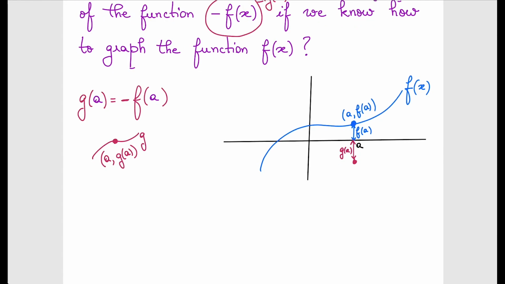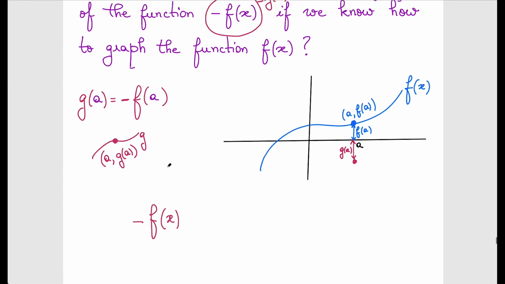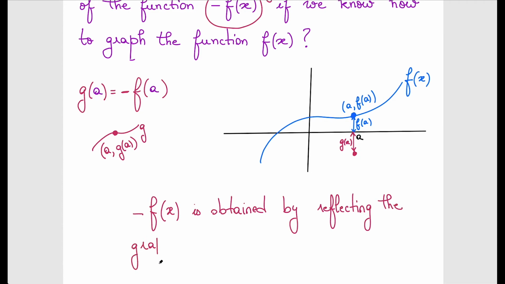So let me summarize it for you. Negative f of x, because I'm just trying to answer the question. The question didn't have g. I introduced g. It's negative f of x. So negative f of x is obtained by reflecting the graph of f of x in the x-axis.